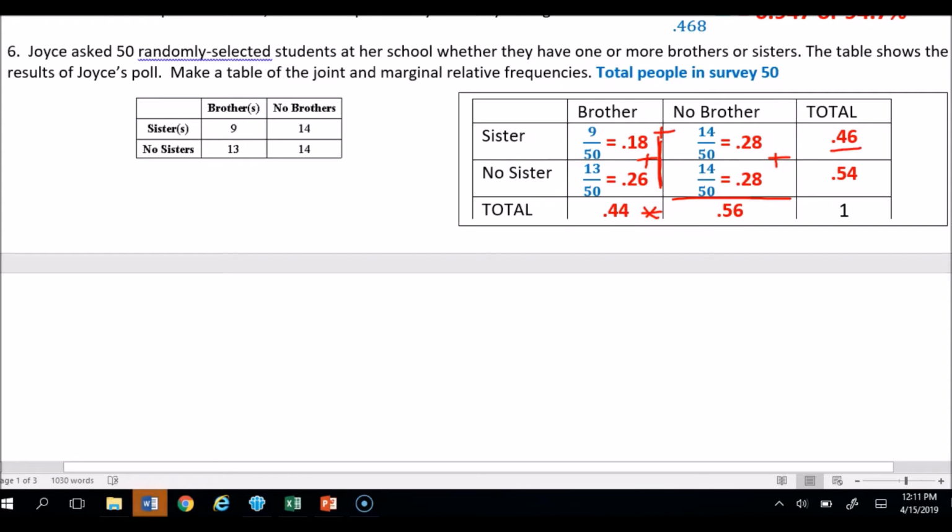Add 0.26 to 0.28 to get 0.54. Remember again that when we add those things together, they should equal 1, and if they do not, then I've made a mathematical error somewhere.